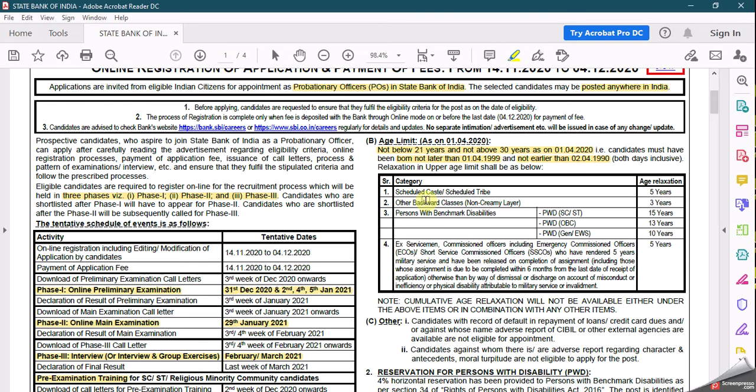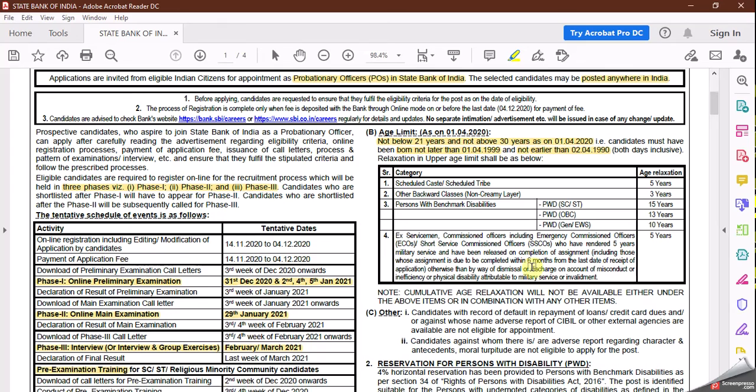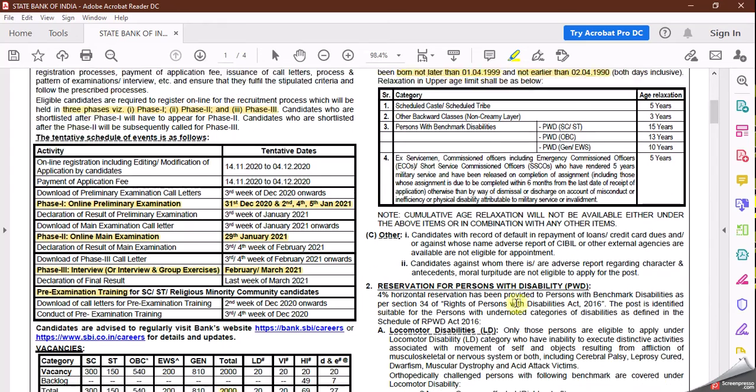And then in this table, age relaxation is provided. As you can see, for SC and ST, 5 years age relaxation is provided. For OBC, similarly, for persons with benchmark disabilities, all this relaxation is provided. Okay, so let's move forward.